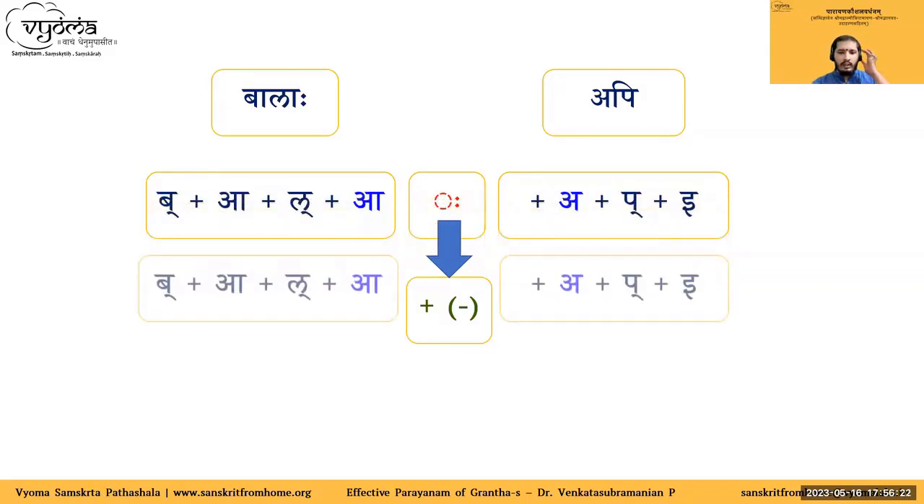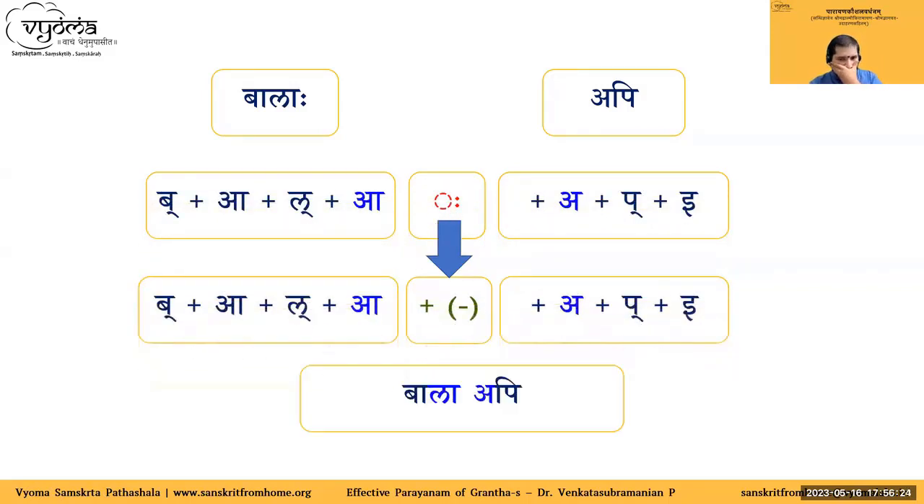After that, if we join the letters, we get the form bala api. Bala api is the final form. Here also, please note that you can't do Savarna Dirgha or any other sandhi. Once visarga is deleted, you will not be able to do any other sandhi.